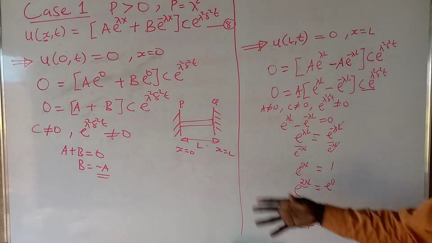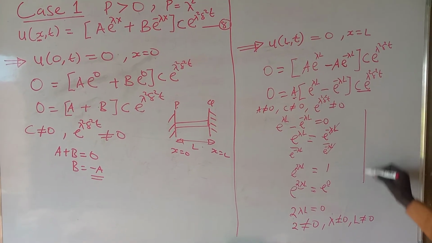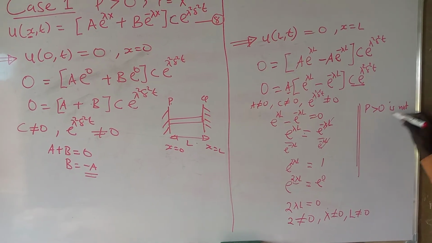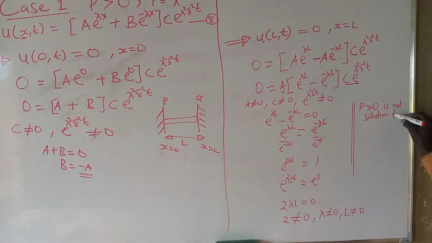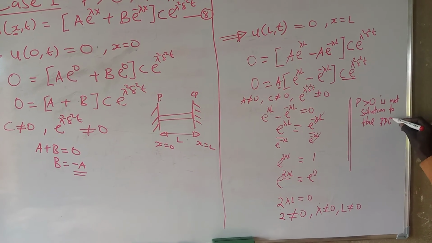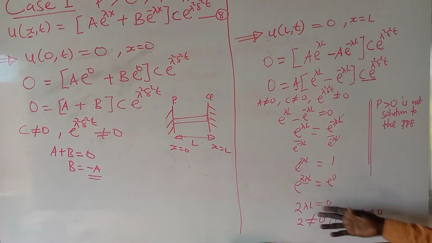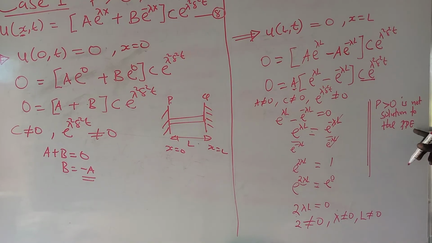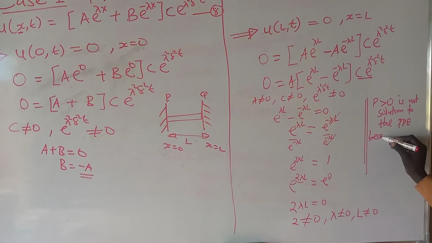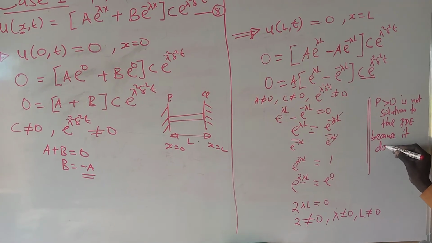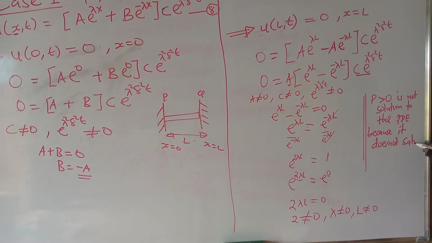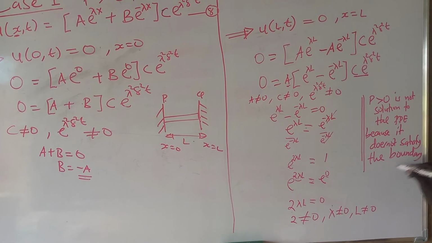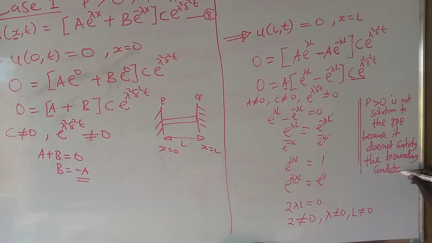Now, in our case here, we found no solution, meaning you now make a conclusion. Therefore, P less than 0 is not a solution to the PDE. Why? Because it does not satisfy our boundary conditions. We are testing the boundary condition, but this has not satisfied the boundary condition. So it's not a solution to the PDE because it does not satisfy the boundary conditions. Have you seen that? So it's not a solution to this PDE.